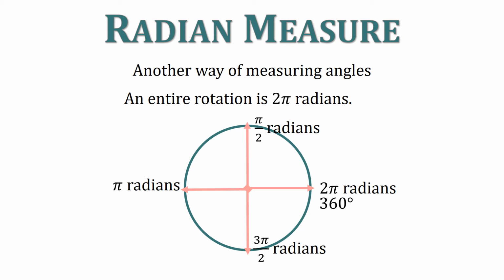So radians correlate directly with degrees. So 2 pi radians is the same thing as 360 degrees because we know a full rotation is 360 degrees. We see at the top that is a 90-degree angle. Keep going around, that's half a circle, which is 180 degrees. And then at the bottom, we have 270 degrees. So if you see pi over 2 radians, that's equivalent to 90 degrees. If you see pi radians, that is equivalent to 180 degrees. If you see 3 pi over 2 radians, that is equivalent to 270 degrees.